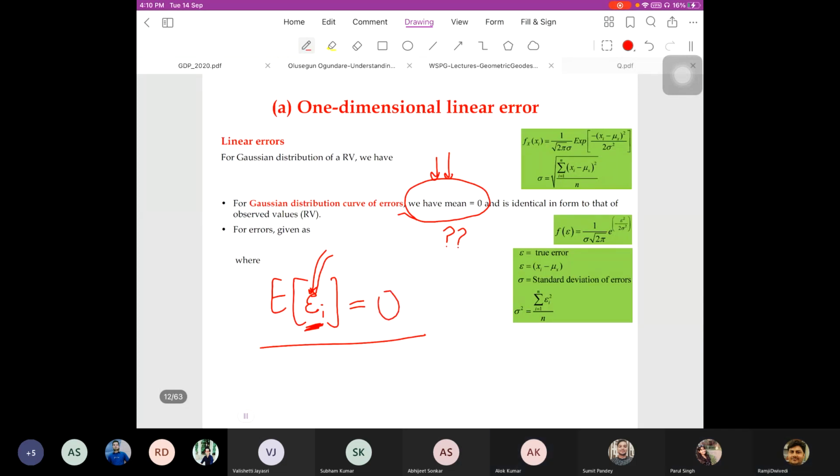And then if it is expected that the error should be 0, on the left hand side, what does this represent in terms of a statistical variable? This is nothing but mu of e_i. Mu. That's it. That's the answer.